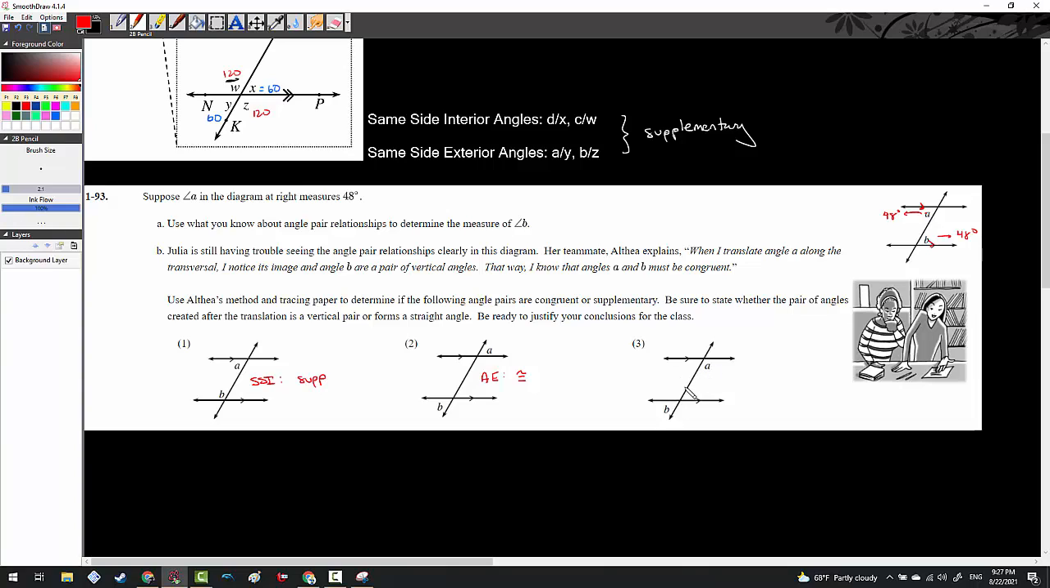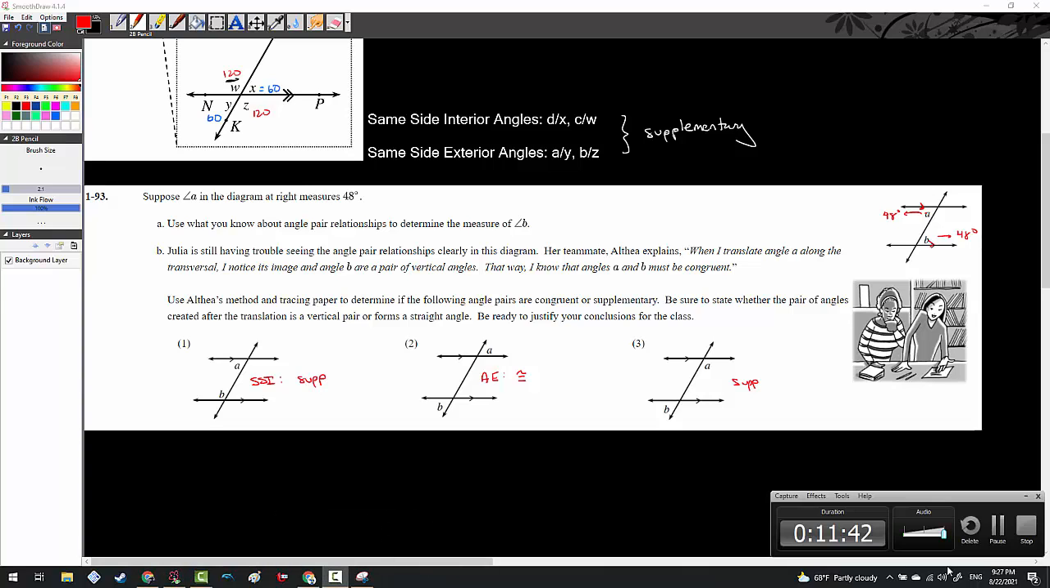Now A and B here, these guys don't really have a relationship that has a term attached to it, but they are going to be supplementary because of the supplementary relationship of the same side interior translated into the vertical. So I would just call this supplementary right here. And there's 1-93. I'll be back with 1-94 and 95, and we will be good.